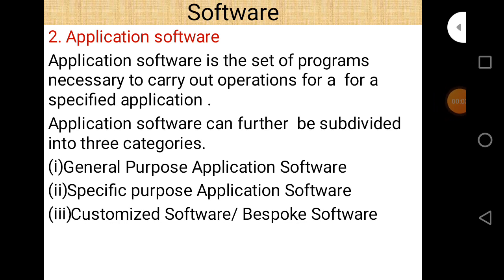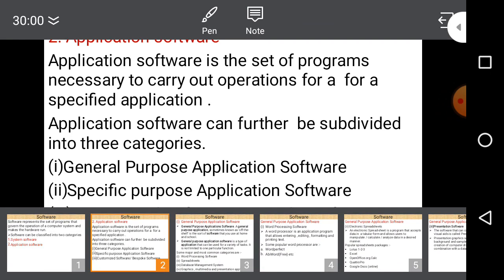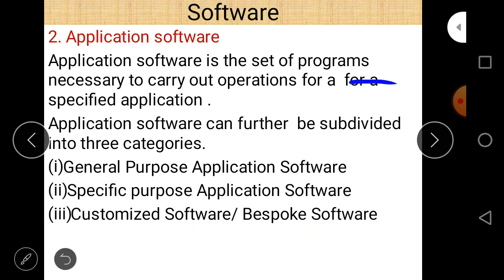Good morning, students. Today our topic is types of software, and in our previous lecture we already discussed system software. So in this lecture our topic is application software. So what is application software? Application software is a set of programs necessary to carry out operations for a specified application. For a specified application. This is written two times.